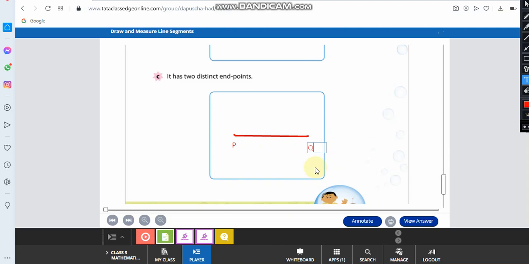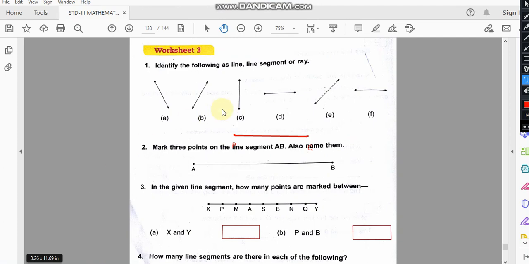Okay. Now let us move towards the worksheet. Identify the following as line segment or ray. So let us identify them one by one. So number A, one endpoint and one arrowhead, that means extending toward one side. So the correct answer is ray.